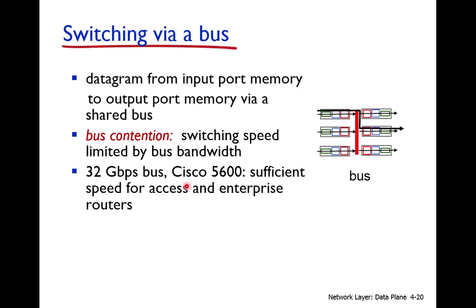This is faster than main memory, because memory reads and writes are very slow. But however, the problem here is that when one packet is forwarded on the system bus, the other has to wait. And this technology is used in the Cisco 5600, and its speed is like this one.